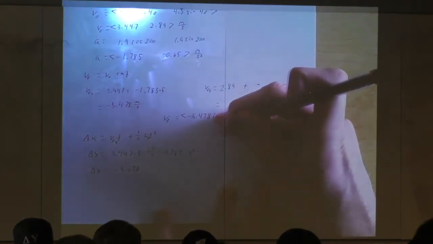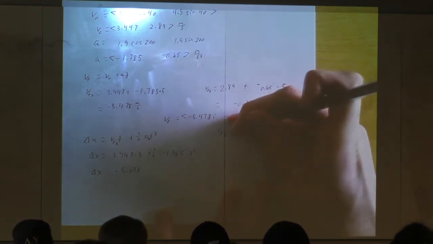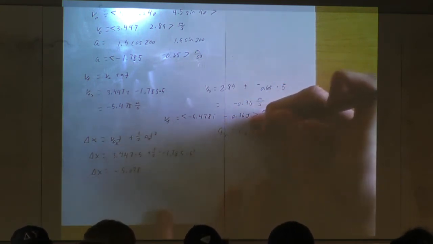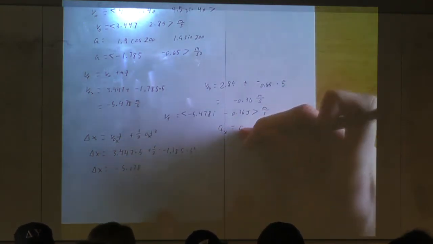So if we want to find our final in the x direction, then we're doing our initial plus delta x. So it's -2.